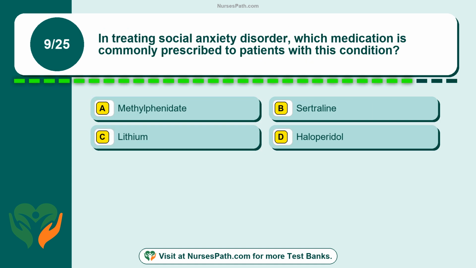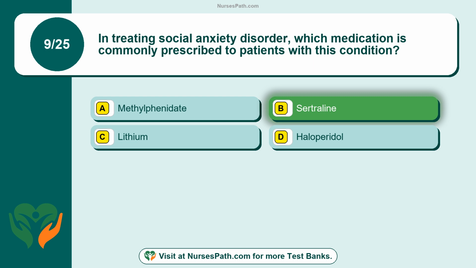Question 9. In treating social anxiety disorder, which medication is commonly prescribed to patients with this condition? Option A, methylphenidate. Option B, sertraline. Option C, lithium. Option D, haloperidol. The correct answer is option B, sertraline.